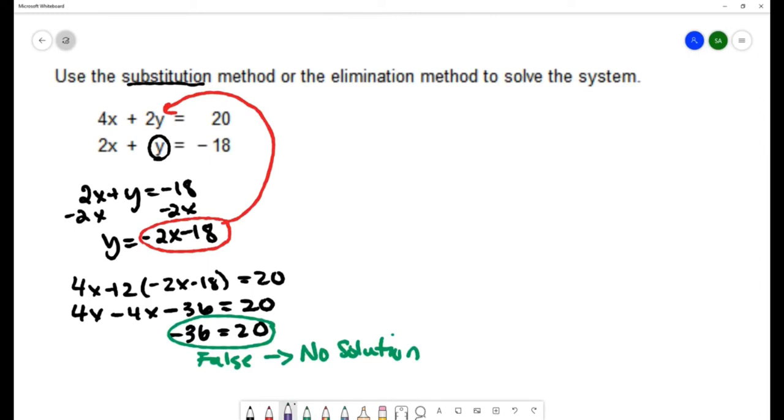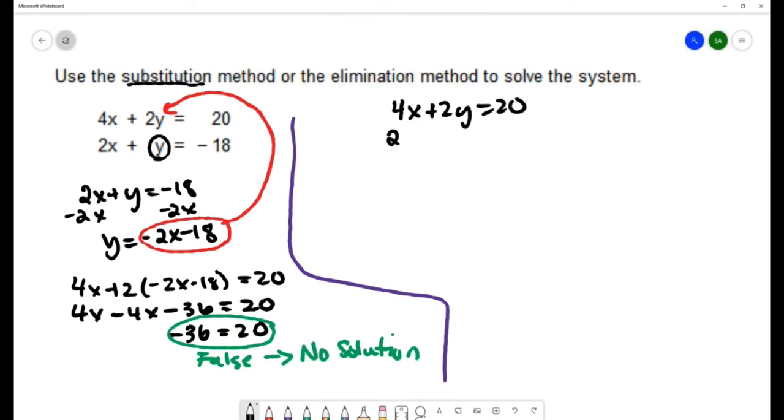So now let's think about this in terms of the elimination method. So we have the same system, 4x plus 2y equals 20, and 2x plus y equals negative 18. And with the elimination method, what you want to do is first decide which variable you want to eliminate. You can eliminate x or y. I would probably go for y because this coefficient is a 1. It's a little bit easier to manipulate. So I'm going to eliminate y.